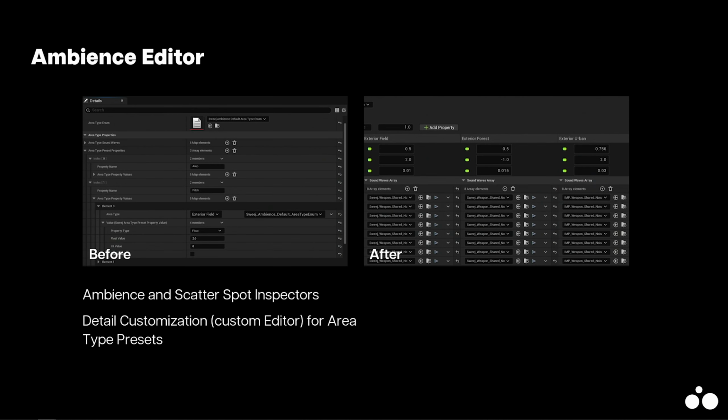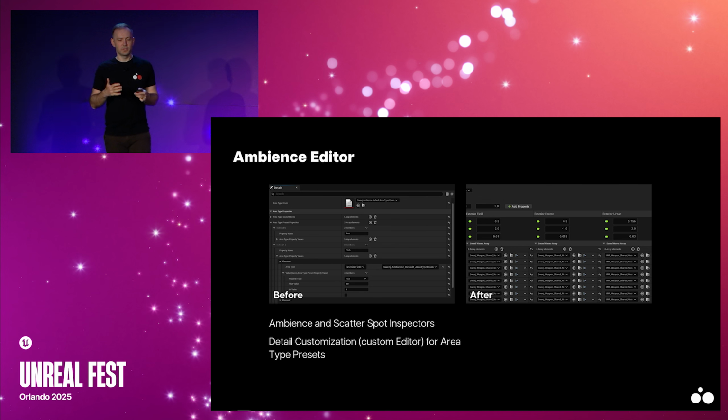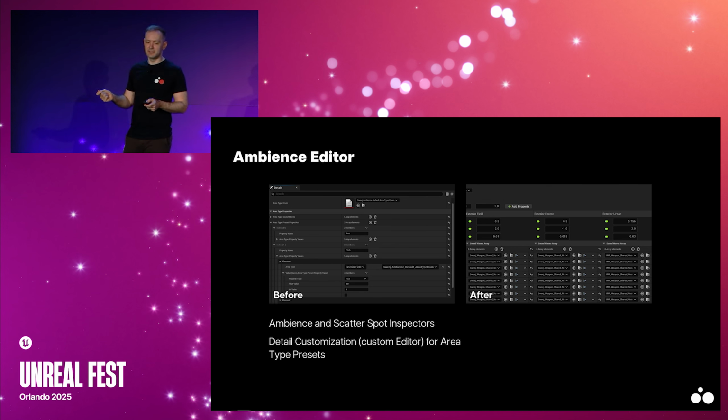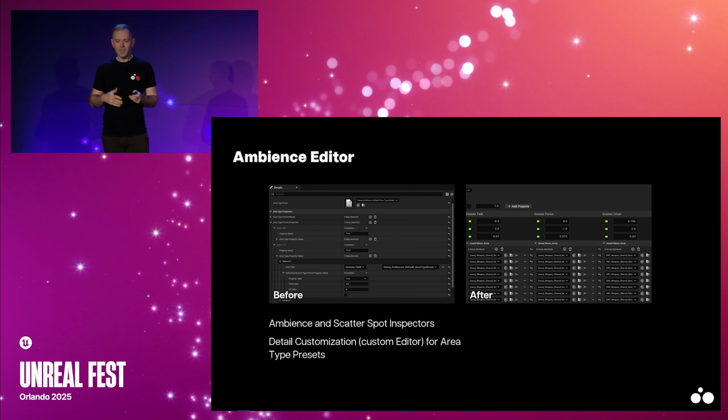For the area type preset editor, which maps area types to wave sets and parameters, we created a detail customization. This is effectively a whole custom asset editor, which took the data type from a heavily nested structure hierarchy. I'm sure you've seen a bunch of these before. When the data type gets quite complex, it can just be a real mess of nesting. And then afterwards, it's a nicely laid out table view, which also did some data input validation on certain properties to make sure you're editing things correctly.